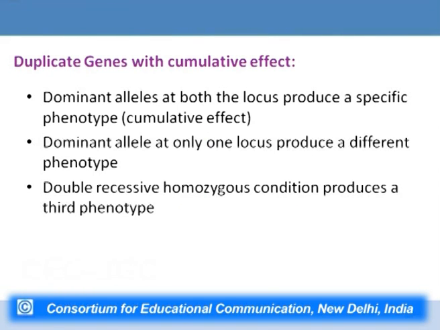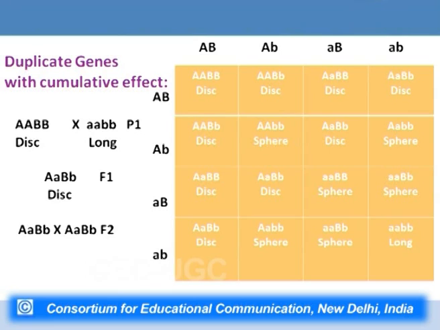Now, another example is that of duplicate genes with cumulative effect. When dominant alleles at both loci produce a specific phenotype, this is known as cumulative effect. The dominant alleles at only one locus produce a different phenotype, and the double recessive homozygous condition produces a third phenotype. It can be seen in the shape of the fruit of the summer squash. A capital A, capital B individual will be disc shaped, whereas individuals who are small a, small b will be long shaped.